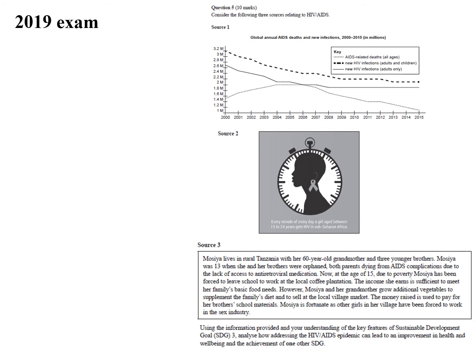All right, in the 2019 exam, the little intro here says, consider the following 3 sources relating to HIV/AIDS. So there's some data here showing the annual deaths and new infections over several years. Then here there's just this little infographic that has a picture of a girl, and then you can't read it very well, but it says every minute of every day a girl aged between 15 to 24 years gets HIV in sub-Saharan Africa. Okay, so it's not a lot of information, but it's obviously information they want you to use. And then here there is a stimulus material and some information in there.